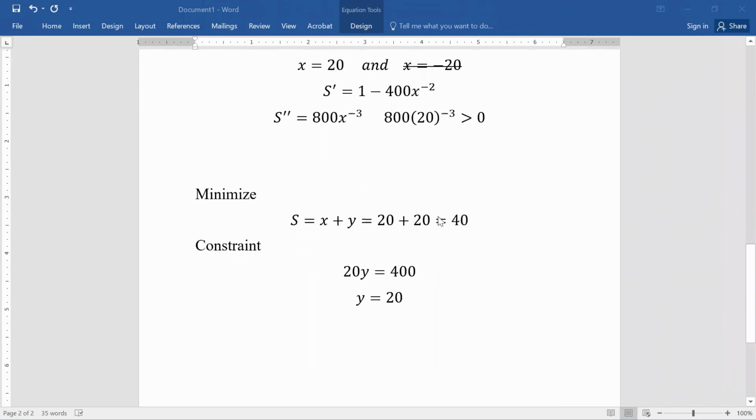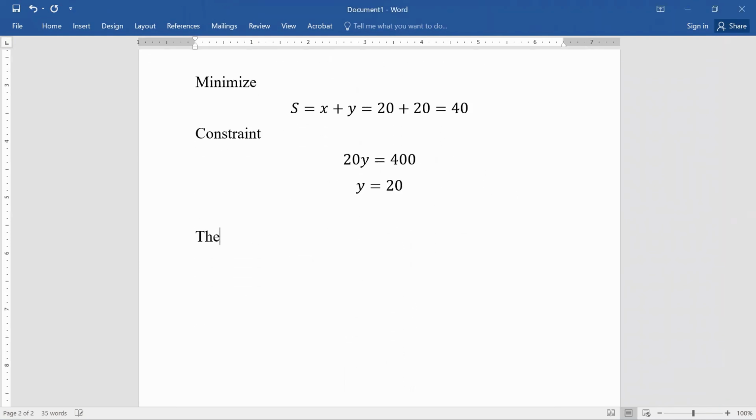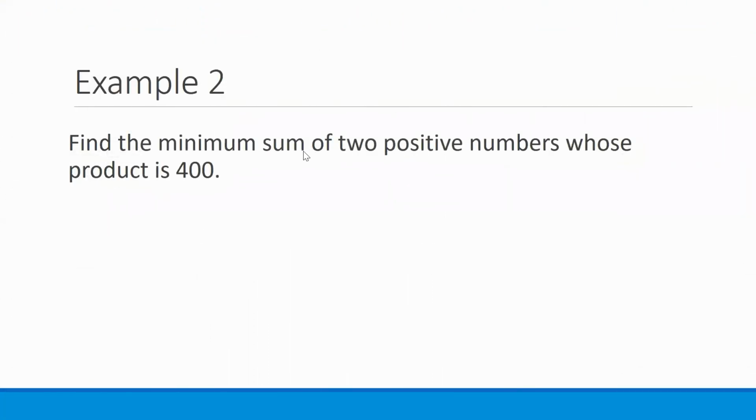So the minimum sum is 40 when X equals 20 and Y equals 20. And that answers our question. So the minimum sum is going to be 40, and that happens when the positive numbers are both 20.